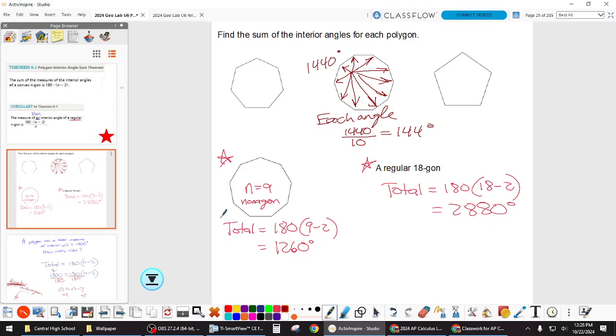Where am I losing you? Are we all good? Can you give me a thumb? Take the total, divide it by how many there are. That's literally all we did right then, right? Are we good on that? Okay. You know, if you have 3 brothers and sisters in your family and your parents split up something they're giving you, they just divide it equally between the 4 of you, right? That's all we did. 1440 degrees in a decagon split up by 10 angles gives us 144 degrees each.